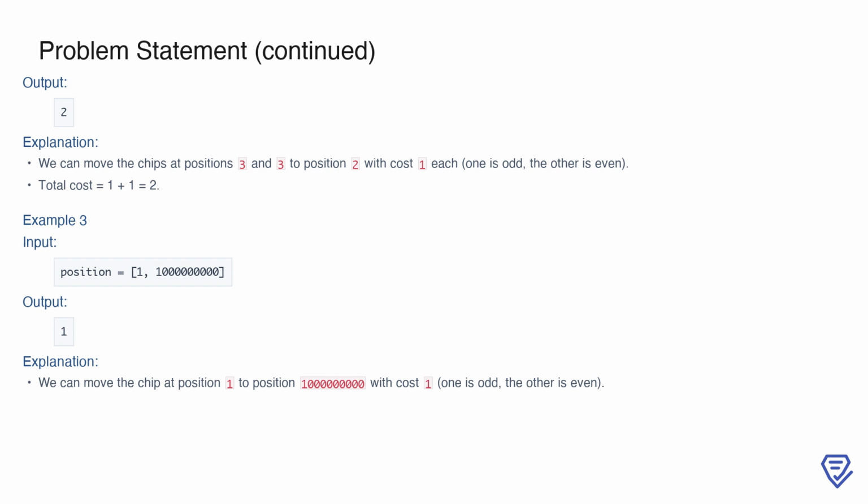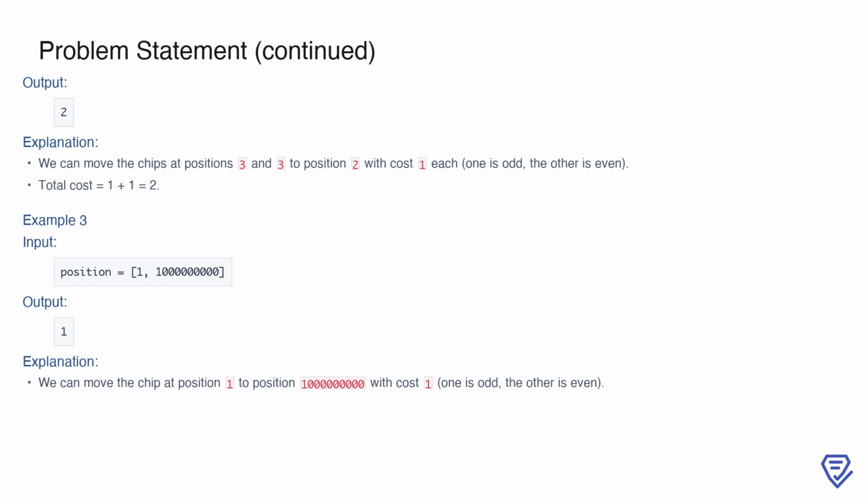Here's another example. If the input array is position equals 2, 2, 2, 3, 3, we can move the chips at positions 3 and 3 to position 2. Since moving from an odd position to an even position costs 1, each of these movements contributes a cost of 1. The chips at position 2 remain in place because they are already at the target. Adding the costs, we get 1 plus 1 is equal to 2, so the output in this case is 2.